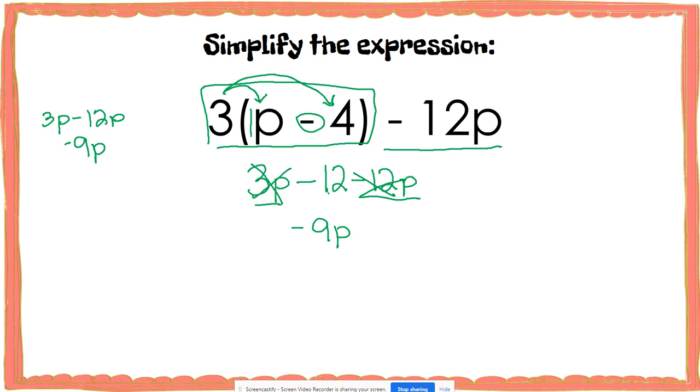I still have a constant of negative 12 in my expression, so I need to rewrite this. Now, my expression is fully simplified, and it's negative 9p minus 12.